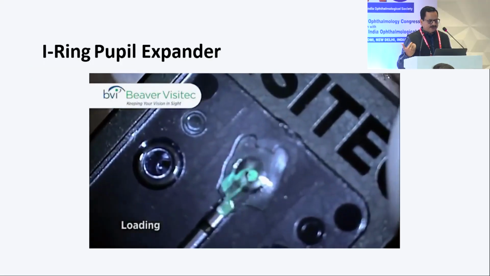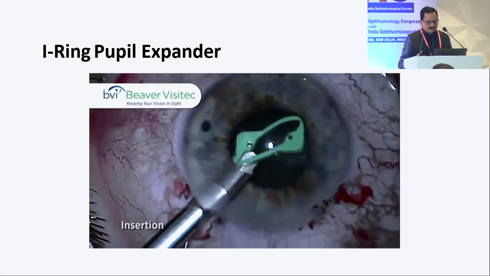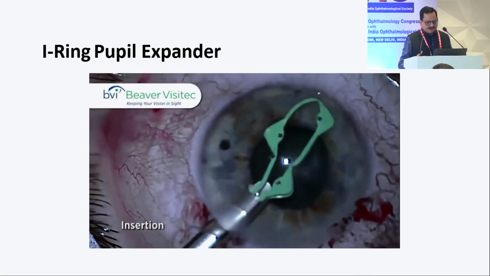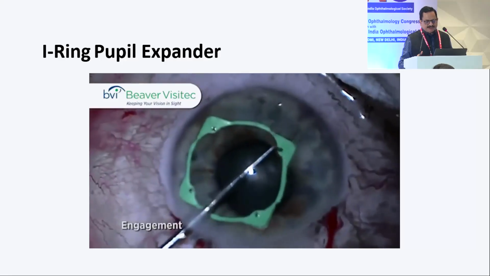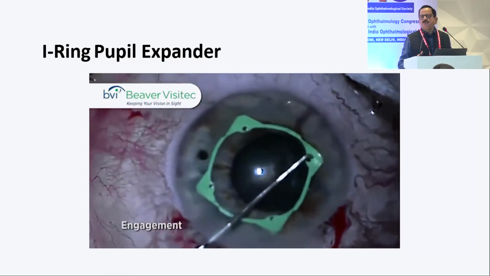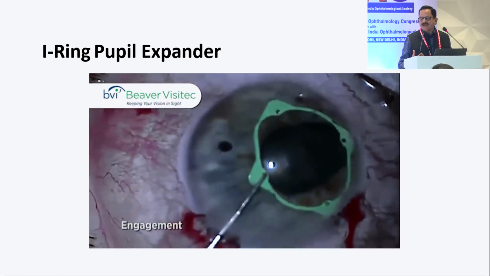Then there's another device, the iris pupil expander. This has to be injected, it comes with an injector. Basically, the principle is not to cause damage to the sphincter. So these all should be very gentle to the pupil.